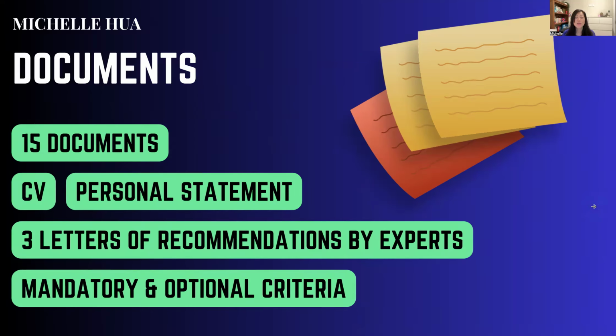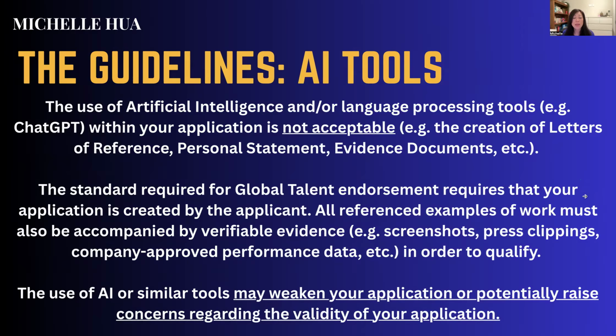Now, you need to supply 15 documents in your application. The first 5 consist of: 1, your CV, 2, your personal statement, and number 3, you need 3 letters of recommendation by experts in your field. So that's 5 documents that you need to produce. And then the remaining 10 documents consist of your mandatory and optional criteria, which you would choose by establishing which criteria is the strongest for you. So in completing all these documents, it requires a lot of content and things that you need to discuss to meet all the criteria.